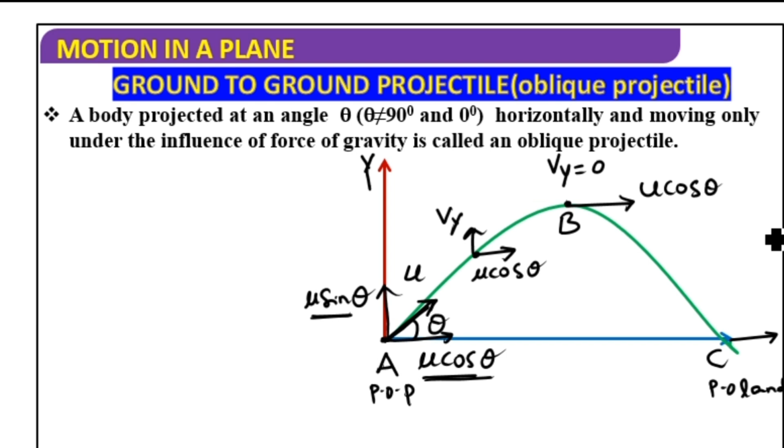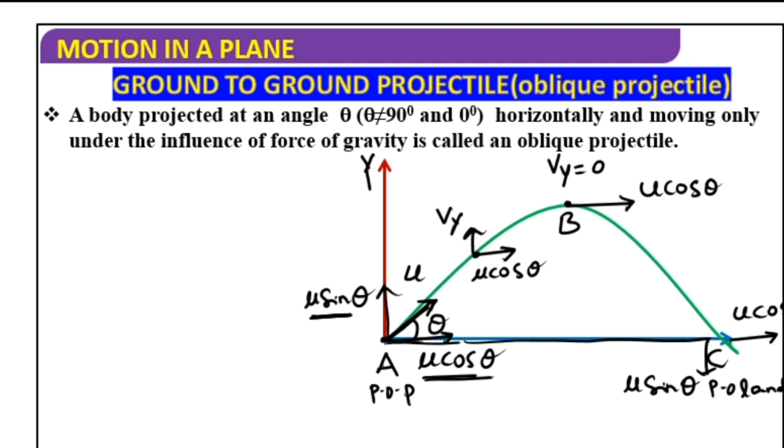After reaching the ground the horizontal component of velocity remains constant, that is u cos theta, but for the vertical component, these two points are at the same line. So with whatever speed it passed through this point, with the same speed while it is coming down, it strikes the ground with the same velocity magnitude, but in the opposite direction.